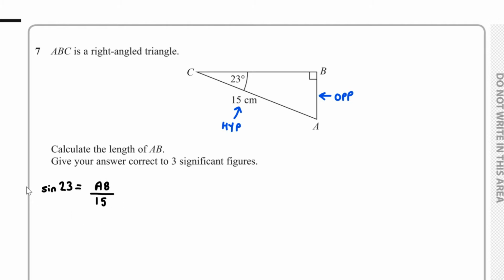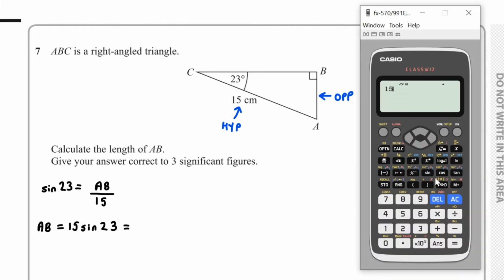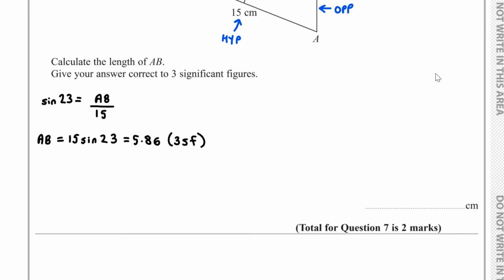We need to find out what AB is. So AB is equal to 15 times by the sine of 23. So we have 15 times by the sine of 23, which is 5.86 centimeters to 3 significant figures. So therefore, AB is equal to 5.86 centimeters to 3 significant figures.